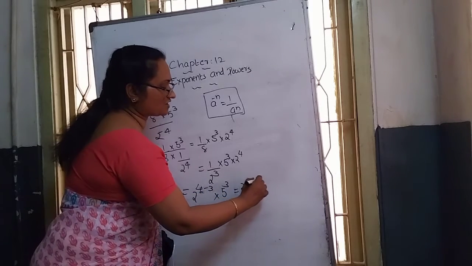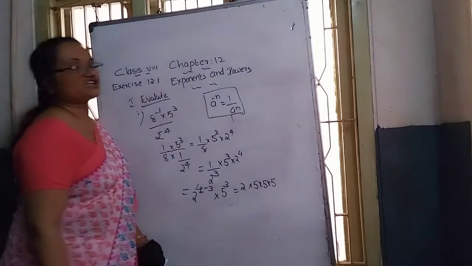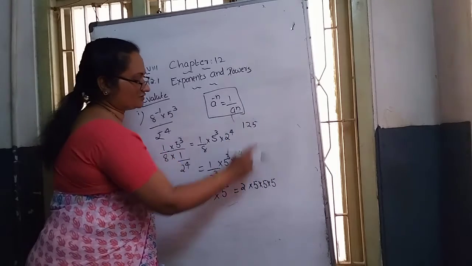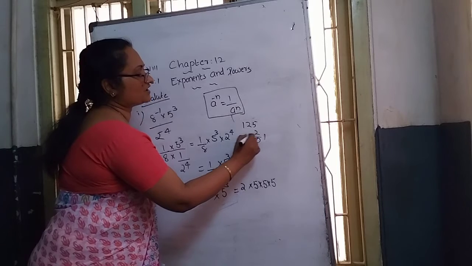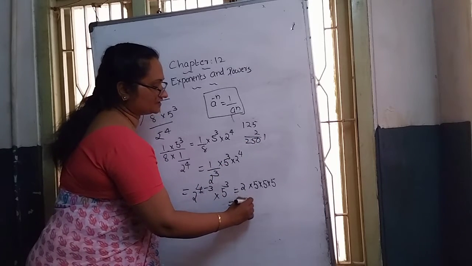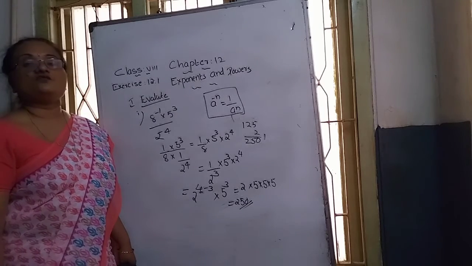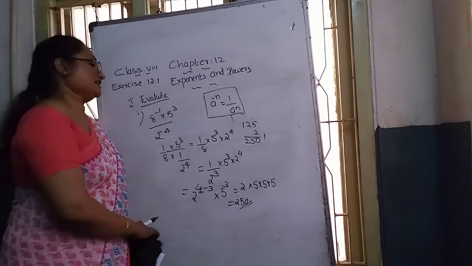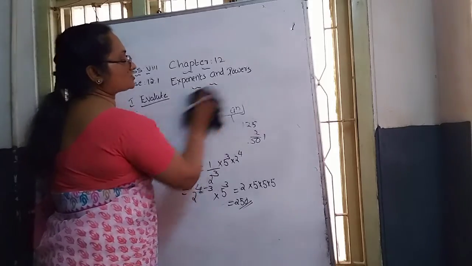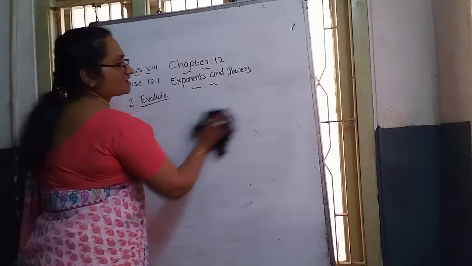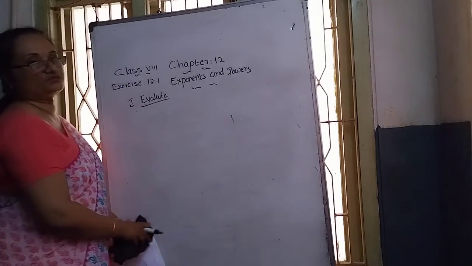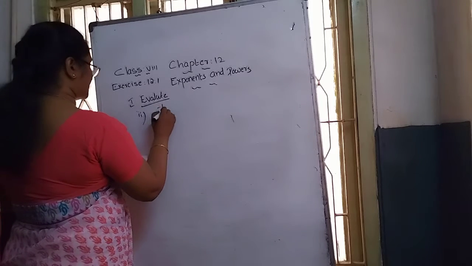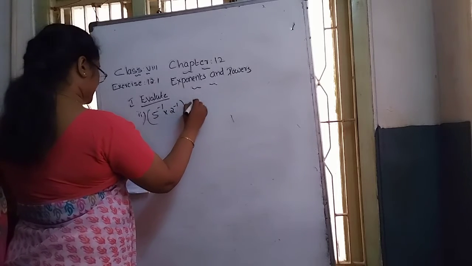5 raised to 3, how can we explain it? 5 is multiplied 3 times. 5 fives are 25, 25 fives are 125. 125 into 2: 2 fives are 10, so 250 is the final answer. They ask you like that: evaluate, find the value of the given exponent expression. So we got the answer as 250. In the same way, first identify which law of exponents is suitable. In the minus case, a raised to minus n, we can write it in fractional form and the minus sign is removed.